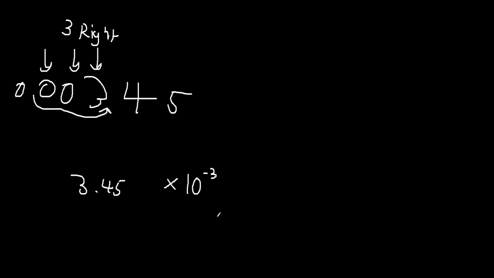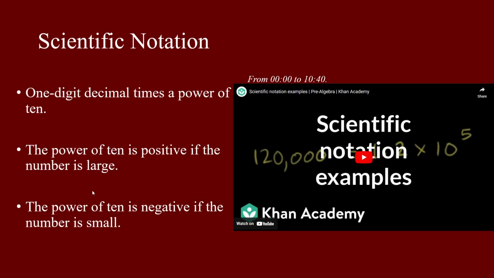So this is a very tiny number. When the power of 10 is negative, that means you're getting something that's very small, which is okay. That's fine. If we had this in liters, then this would be a very tiny number of liters. Totally fine. That's exactly what it is supposed to represent.